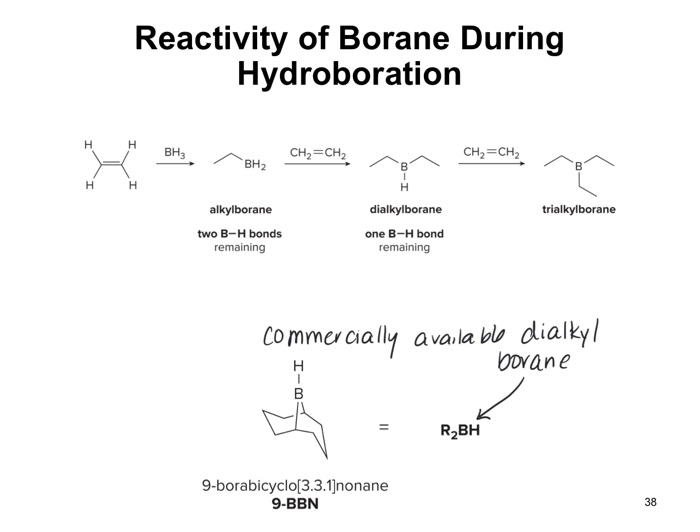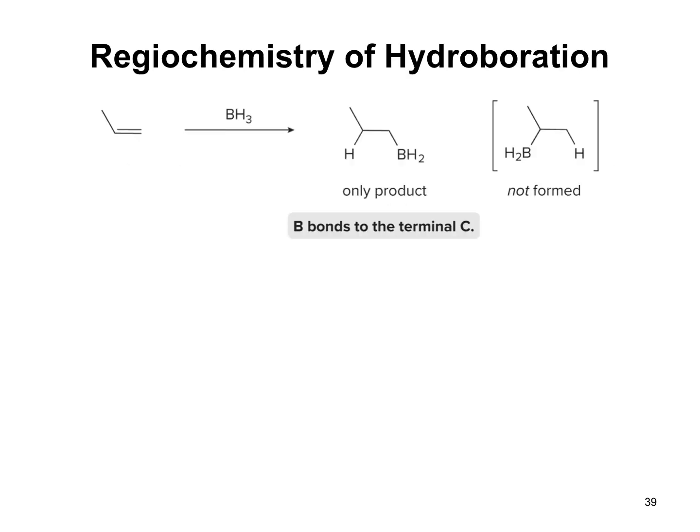So maybe the burning question in your heart is about regiochemistry. Previously I said we're using carbons that are essentially the same. Well, what do you do when your carbons are different? So this is a CH2 and this would be a CH. With an unsymmetrical alkene, the boron bonds to the less substituted carbon atom.